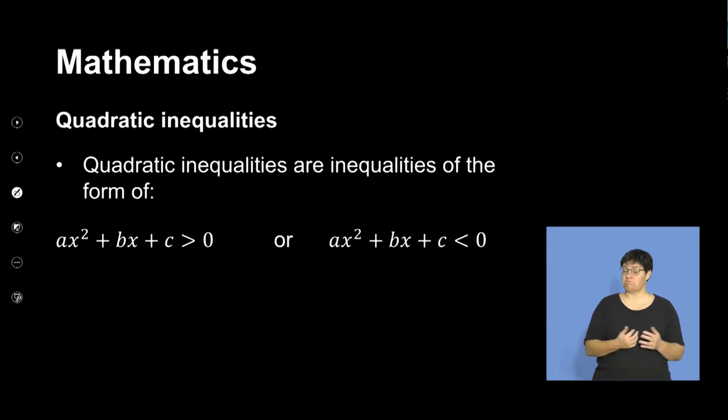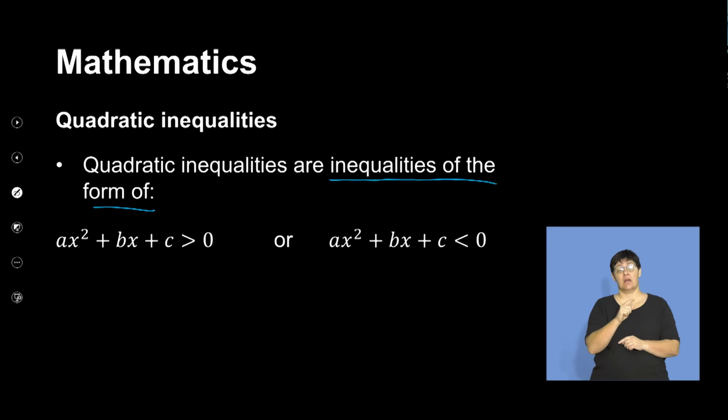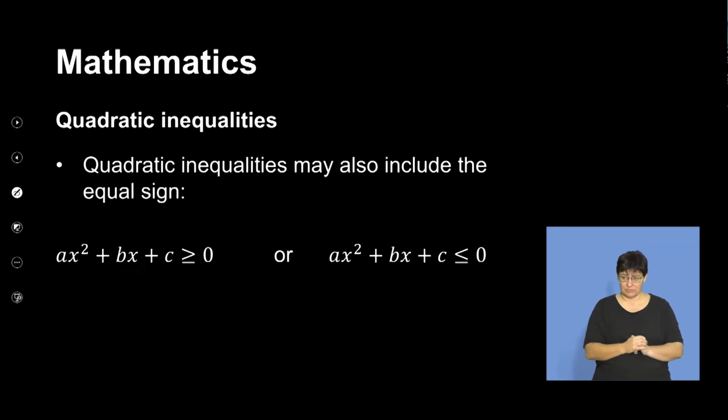So, a quadratic inequality, or rather inequalities, are inequalities of the form ax squared plus bx plus c greater than 0, or the very same expression ax squared plus bx plus c less than 0. Right? Remember, it's either greater or less than. But it can also include the equal sign.